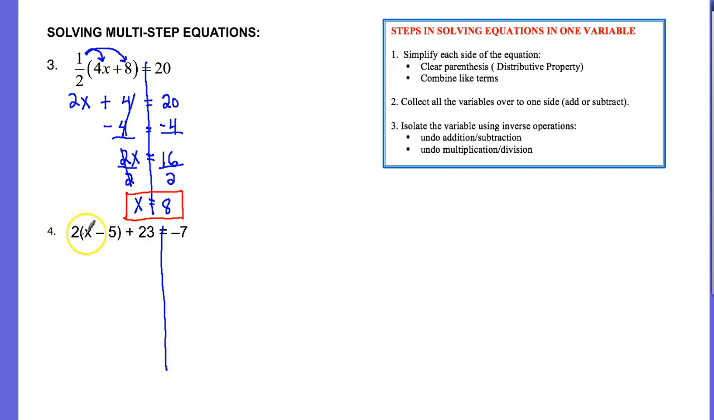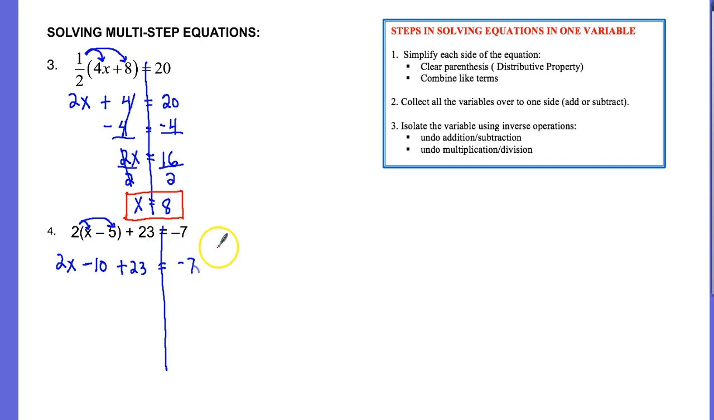We will distribute the 2 to each of these because you have twice of x minus 5. So 2 times x is 2x. And then 2 times negative 5 is negative 10. And then we're done distributing the 2. Now we will just bring down plus 23. Bring down the equal sign.